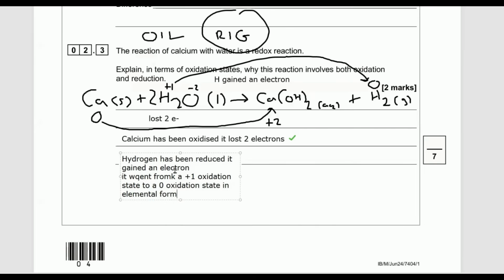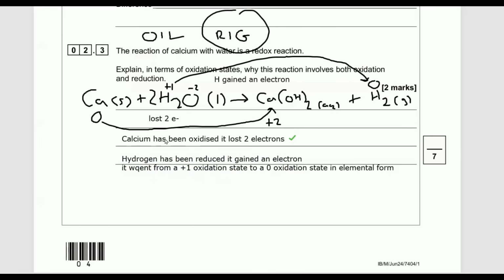I could have said the same for that. I mean, you'll probably just get the mark for saying calcium has been oxidized, lost two electrons. But you could say calcium goes from 0 to +2, meaning it's lost two electrons, if you really wanted to get funky. And that's the end of the question.